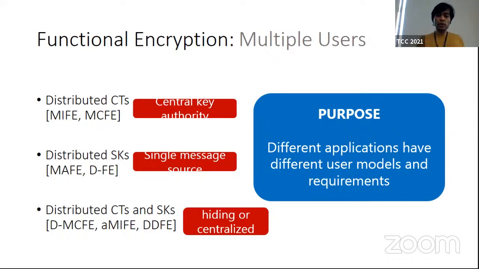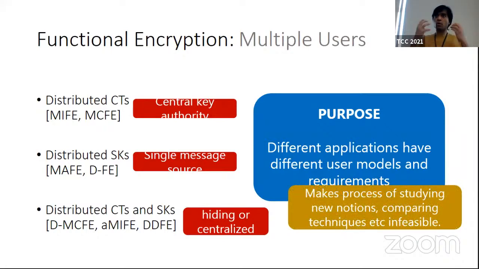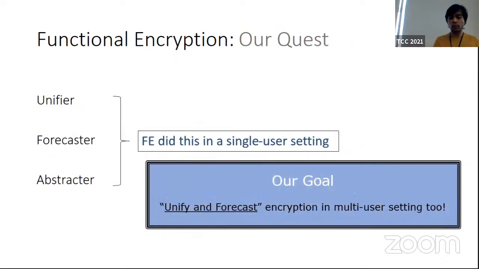But it turns out in these multi-user models, it's hard to compare which results are known under what models, what the feasible results from standard assumptions are, what functionalities are easy to do, or how we can compare techniques across these different domains. To that end, we try to make progress and understand: can we unify all these results and visualize functional encryption, even these multi-user models, in a single framework? That's basically our quest, trying to unify and forecast interesting functionalities in multi-user environments.